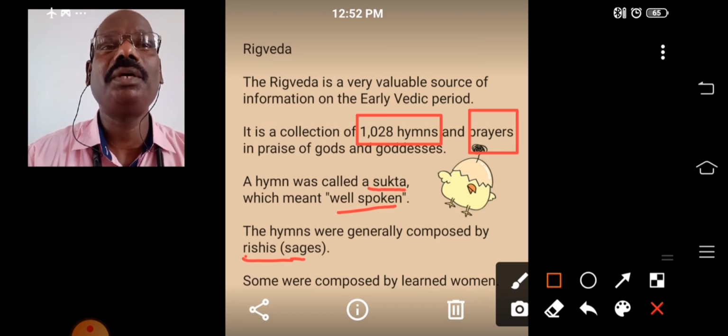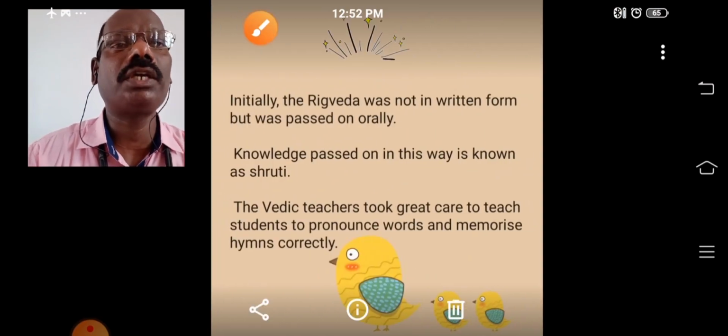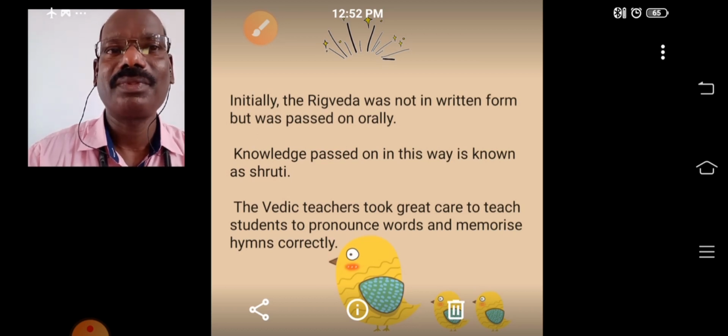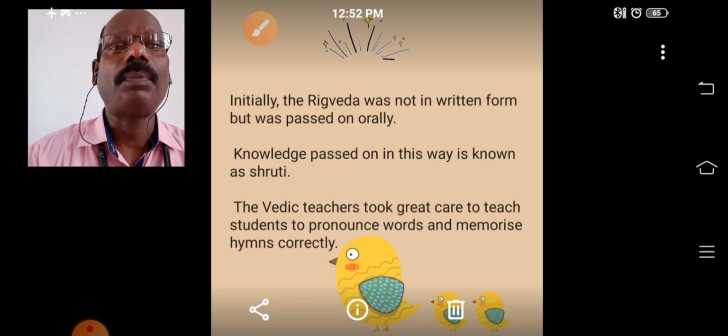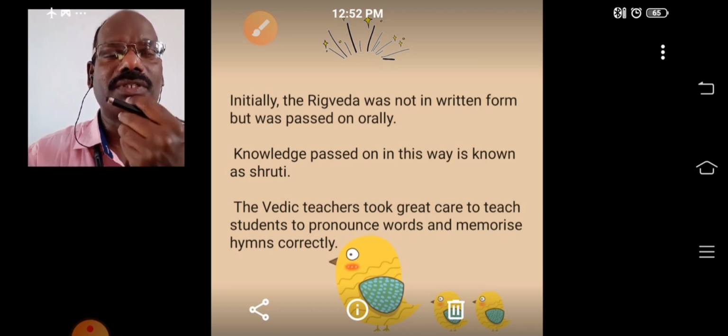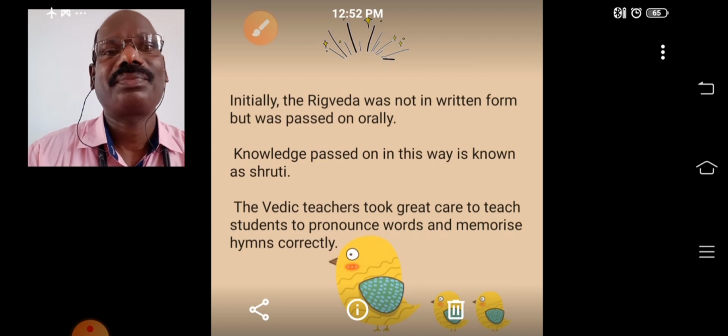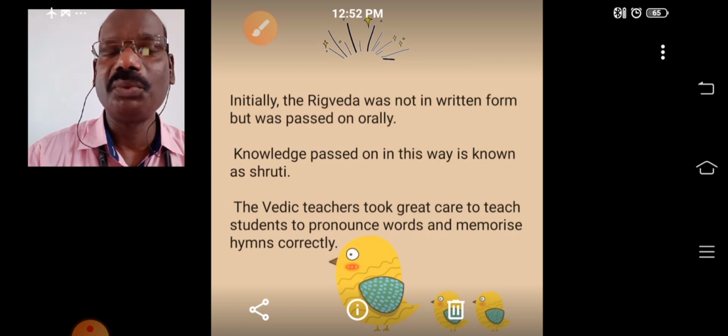Very interesting to know about our Rigveda. The next point is how the Rigveda was composed. Initially, the Rigveda was not in written form, not in alphabetical form. Then how was it passed on orally? Orally means talking. So there were no books in those days.